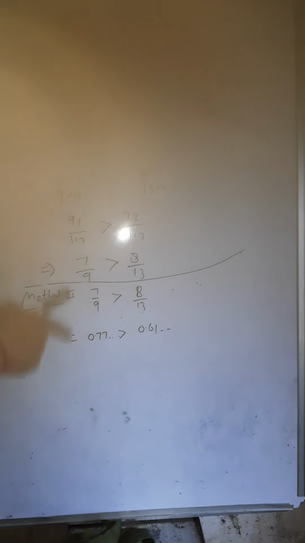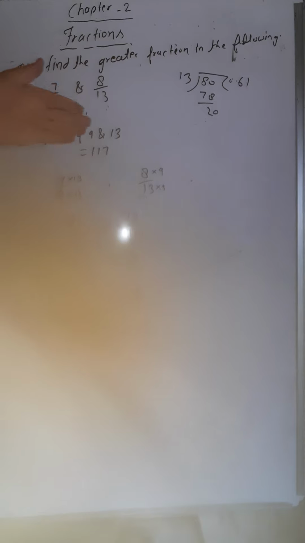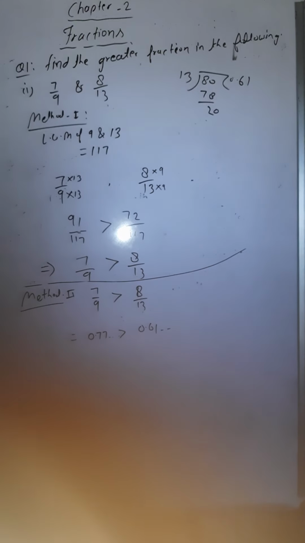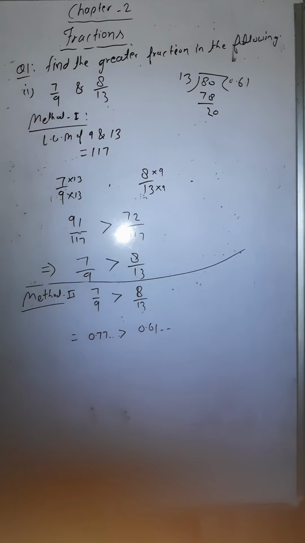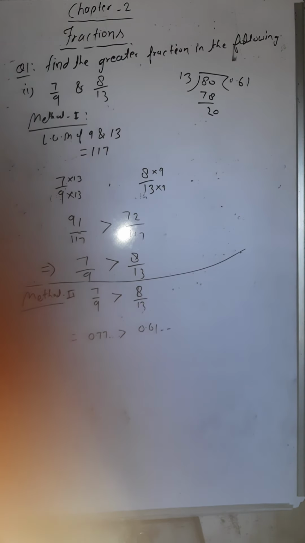Both the methods are okay, but you have to know both the methods. But in exams, when you are in a hurry, you can straightaway use this one method. If it is taking too much time to find the LCM and then multiply, you can just divide and find the answer. These were the first and second methods. With the help of these we can find the greater fraction.